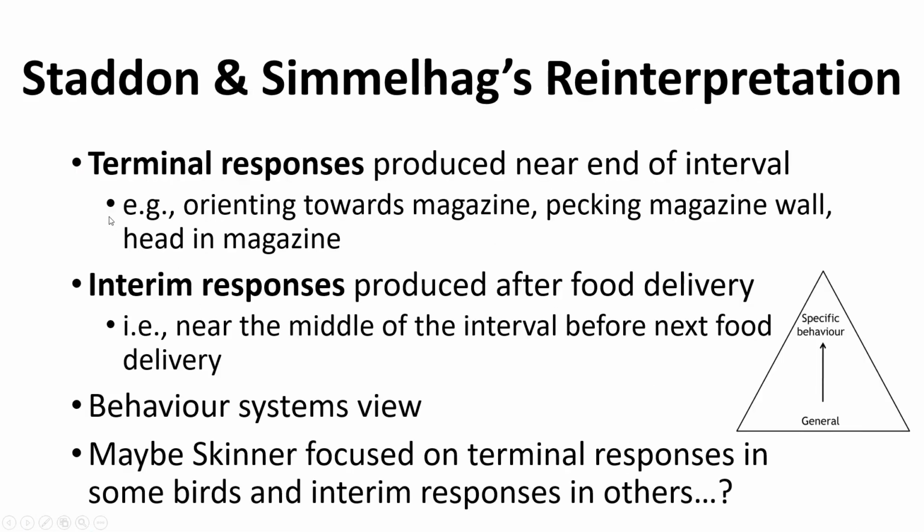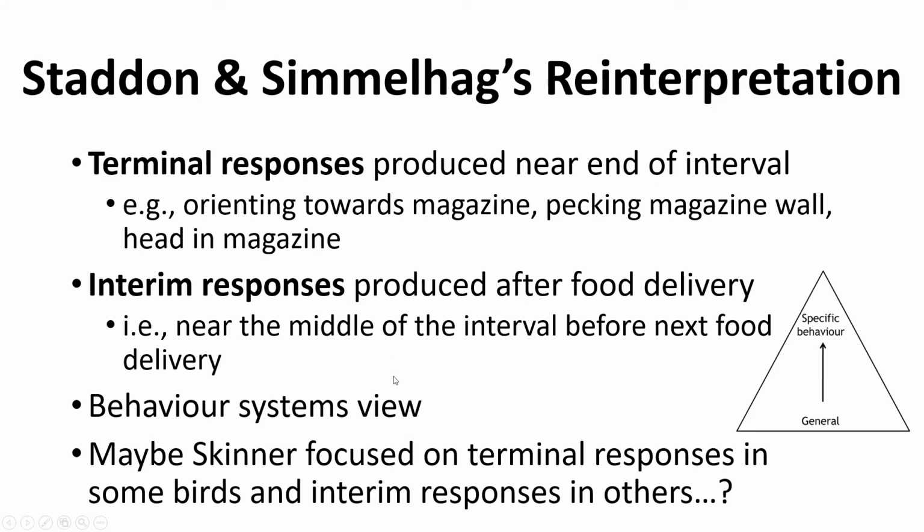And instead, what we're seeing is that we have terminal responses, things that are produced near the end of the interval. So going over to be near the feeder. And then we'd also have interim responses, which are the things that they did when they knew they had time before food was delivered. So things that are produced immediately after food delivery, before the next delivery is imminent.